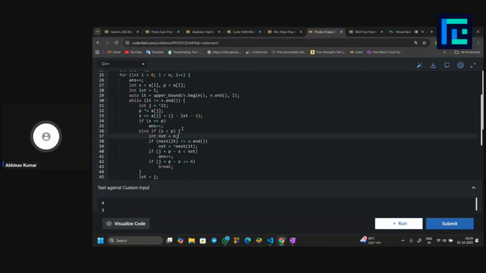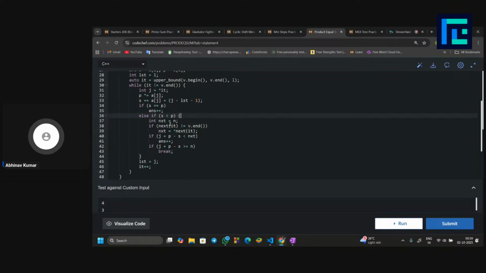So how can I increase my R? I'll find till where I have ones, that is, the next index till where I have ones. So next is either N, if the next of IT is equal to V.end, meaning the current IT is the last non-one element, then N is the index just after the last index, so everything before N is 1. Otherwise, if next of IT is not equal to V.end, then next would be star of next of IT, the next index where I have an element greater than 1.